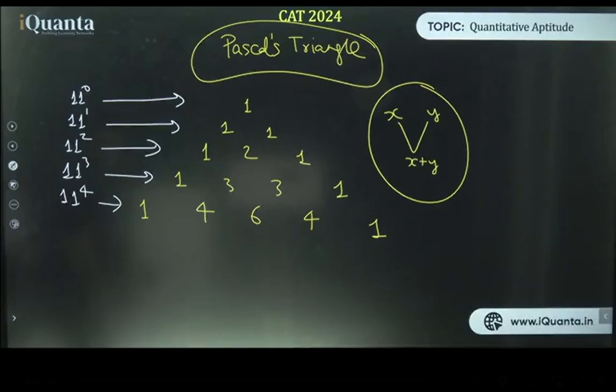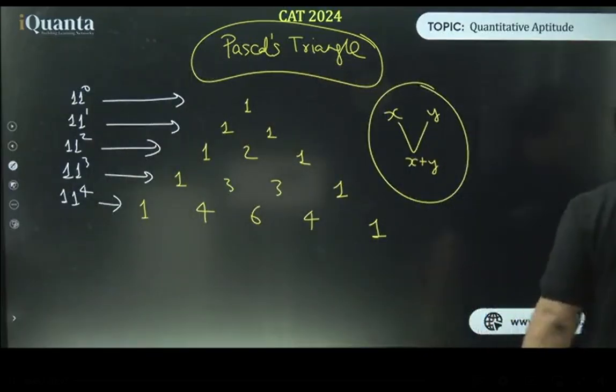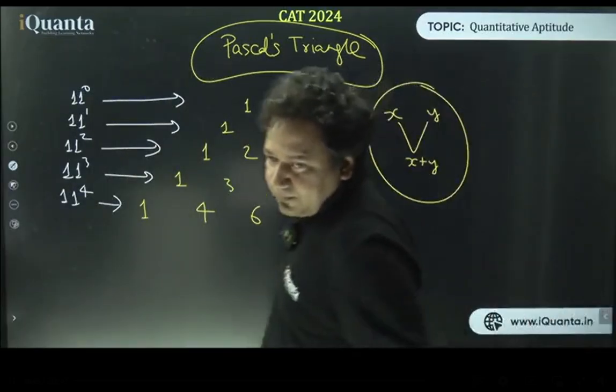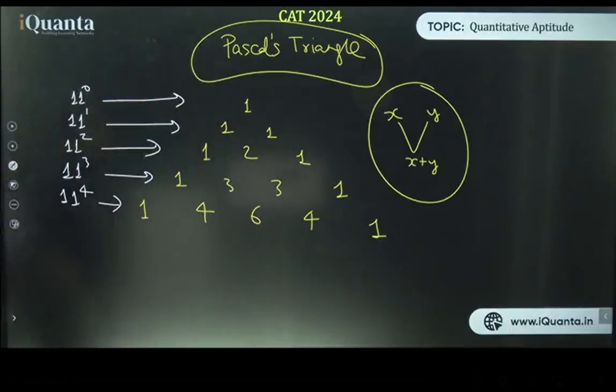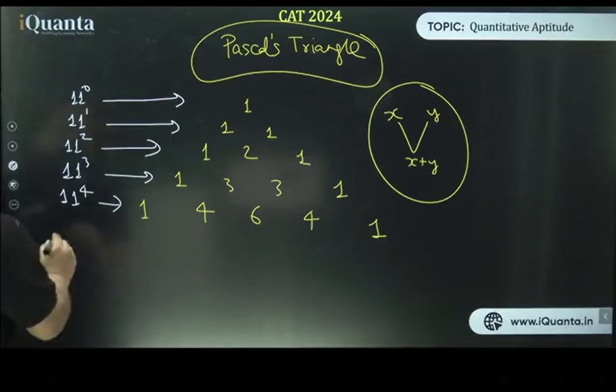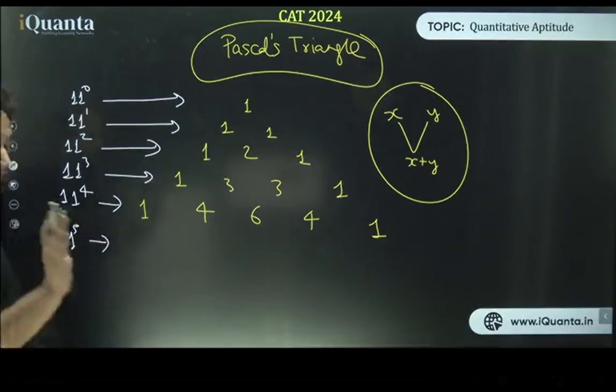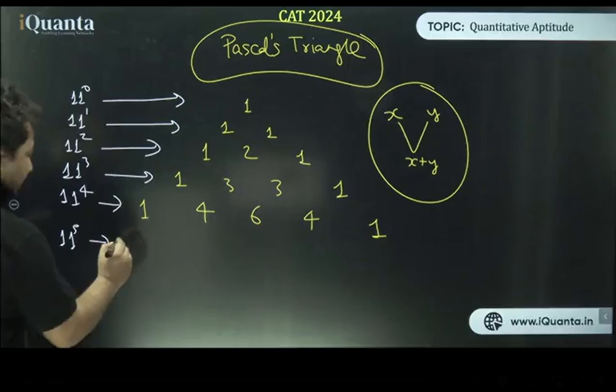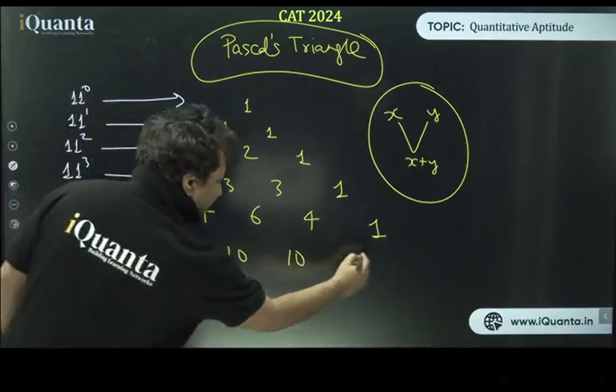This is called as Pascal's triangle. Is that clear, all of you? Clear? 11 का power 5 भी कर देते हैं. See, what is happening over here? 11 power 5. If I solve this, I get 1, 5, 10, 10, 5, 1.